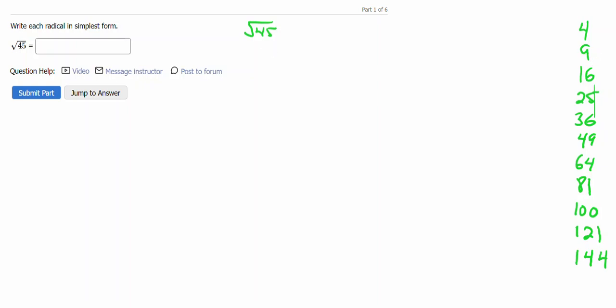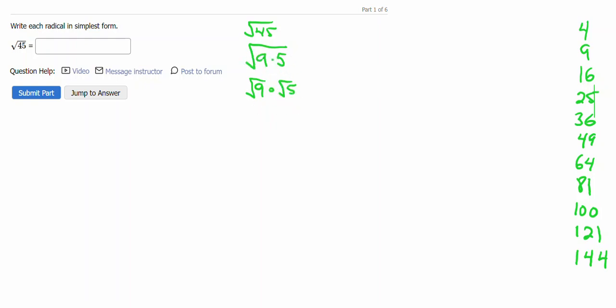That means that we can rewrite 45 as 9 times 5. Why did I do that? Because now I've broken it up. If we wanted to, we could rewrite this as the square root of 9 times the square root of 5. I don't typically do that. I usually skip this step and go straight from this one. But this is really what's happening.